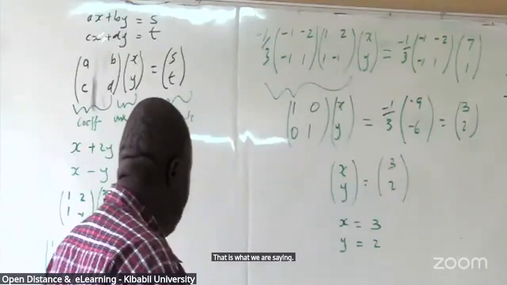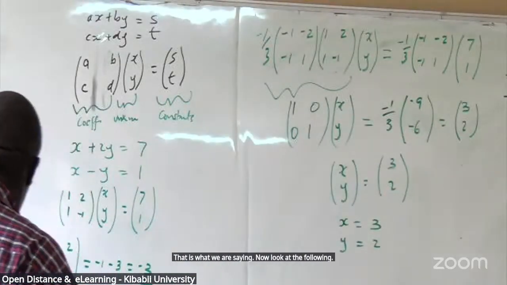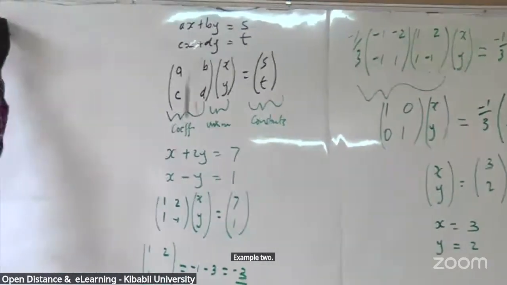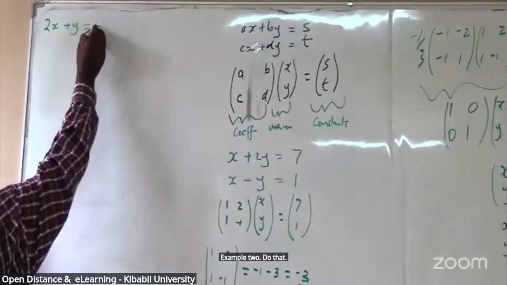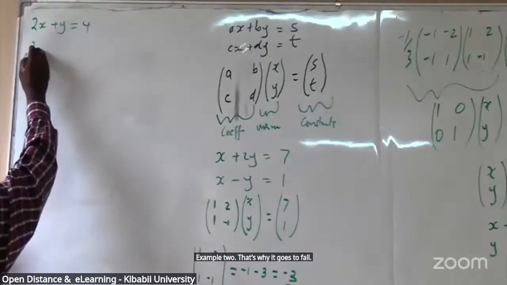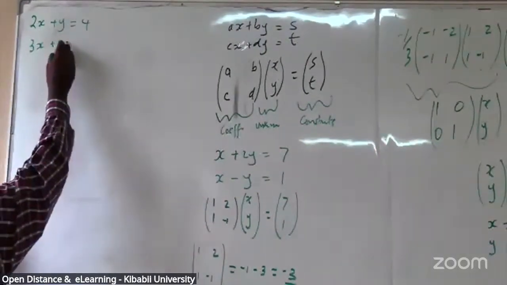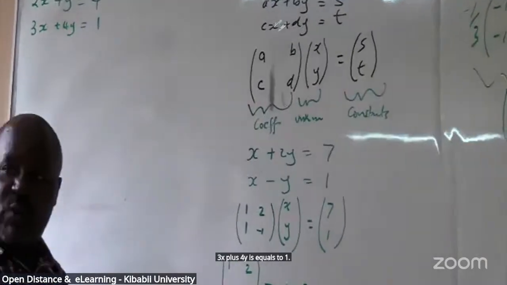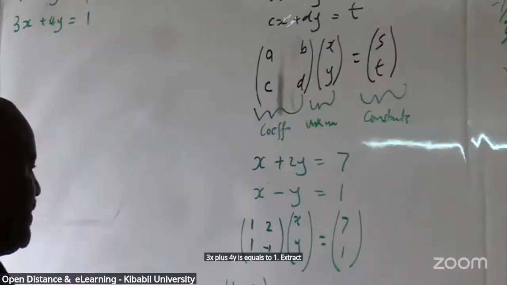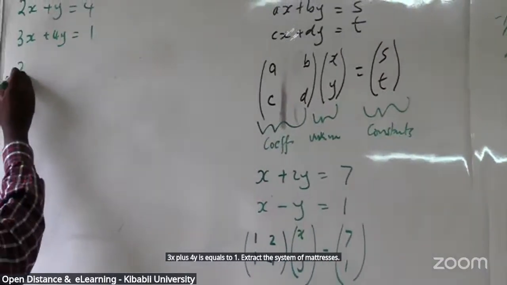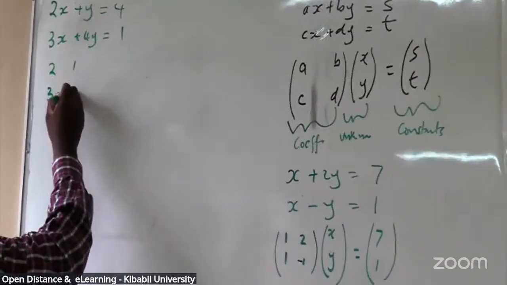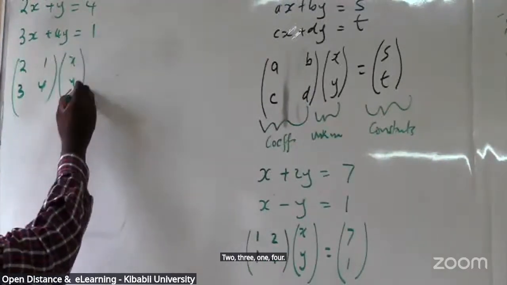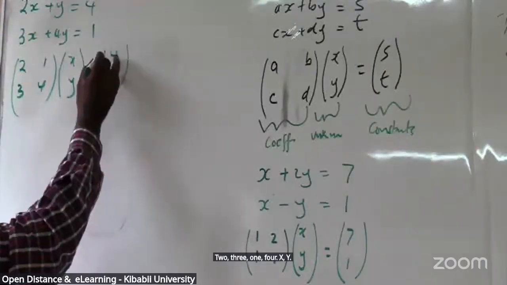Now look at the following. Example 2. 2x plus y equals 4. 3x plus 4y equals 1. Extract the matrix system as 2, 3, 1, 4, x, y. This is 4, 1.